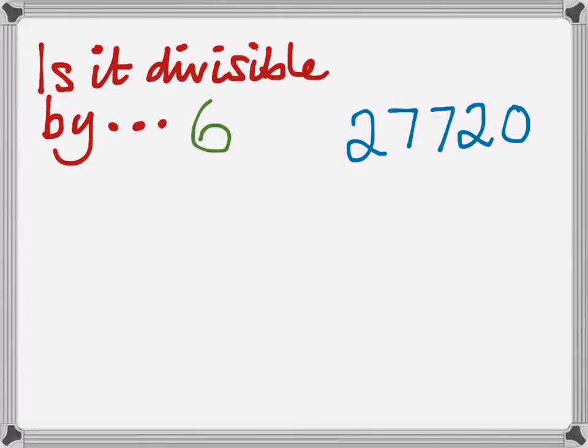Moving on, the 6s. Now there's a connection between the 3s and the 6s. To find if a number is in the 6 times table, the first thing you do is you ask yourself, is it even?